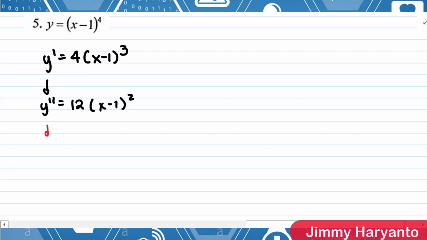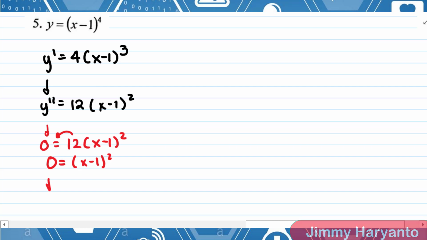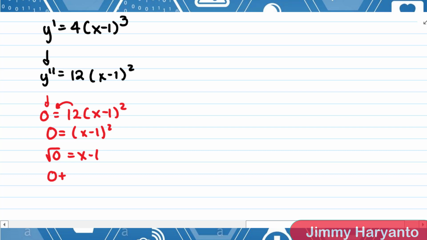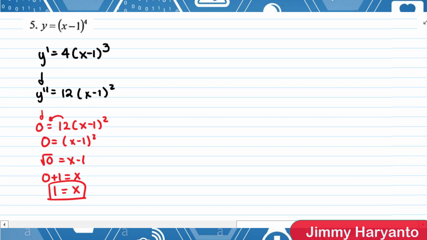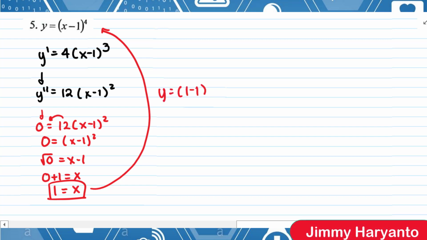Okay, next is to make it into 0. 0 equals 12 times x minus 1 squared. And then I will move the 12 to the left side. 0 divided by 12 will be 0. x minus 1 squared, and then the square moves to the left side becoming square root of 0 equals x minus 1. 0 plus 1 equals x. So the x will be 1. After that, I can find the value of the y using the equation. y equals 1 minus 1 to the power of 4. y equals 0. So from this one, you will have (1,0) as the point.